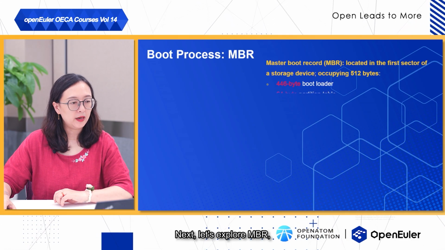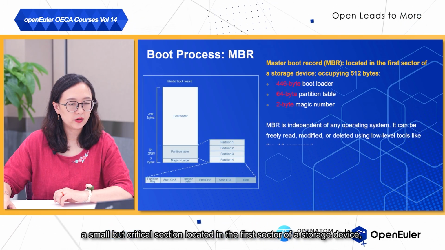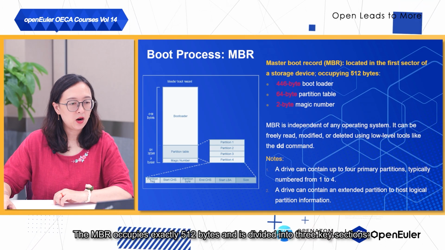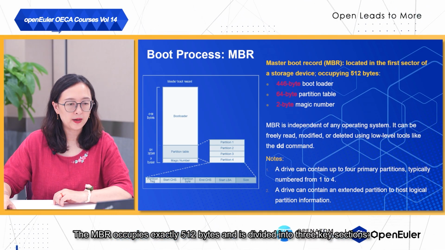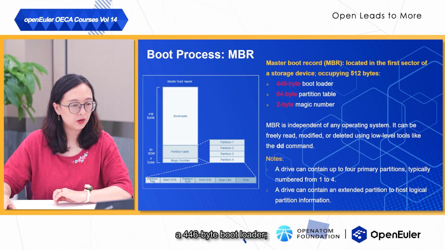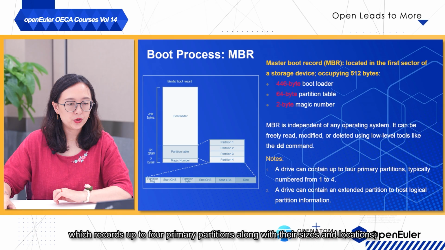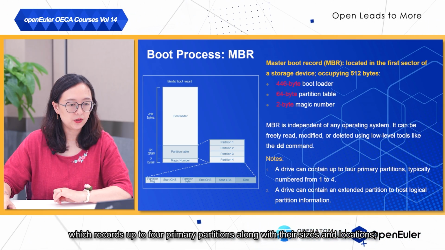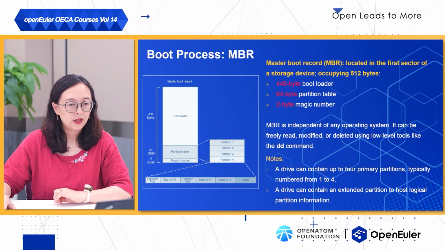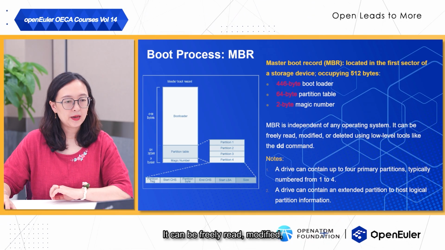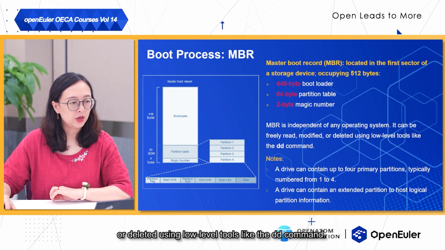Next, let's explore MBR, a small but critical section located in the first sector of a storage device, typically a hard drive. The MBR occupies exactly 512 bytes and is divided into three key sections: a 446-byte bootloader, a 64-byte partition table, which records up to 4 primary partitions along with their sizes and locations, and a 2-byte magic number. Notably, the MBR is independent of any operating system. It can be freely read, modified, or deleted using low-level tools like the dd command.